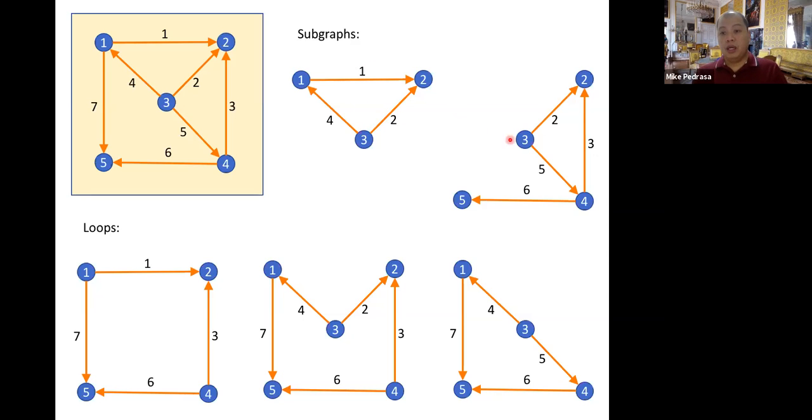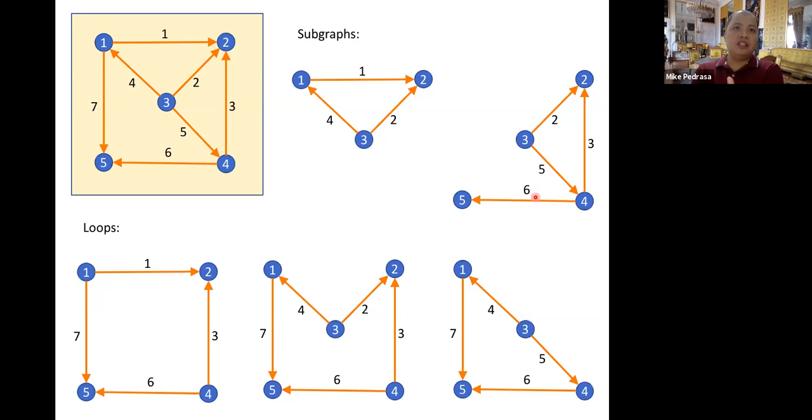These 4 nodes here, 2, 3, 4, and 5, together with branches 2, 3, 5, and 6, are another subgraph. In fact, there are many subgraphs you can draw from the graph we have. So again, if you have questions, just raise your hand. Next are the loops.